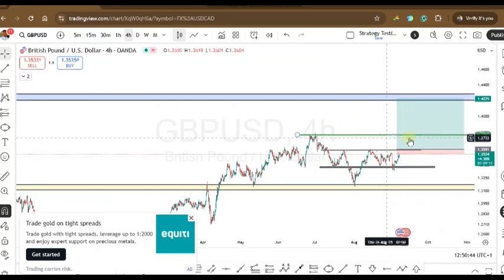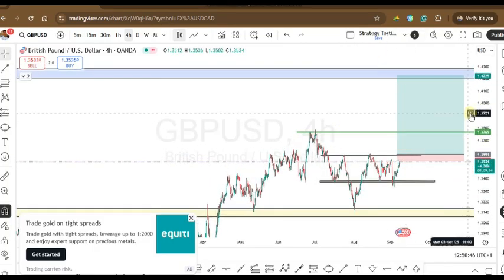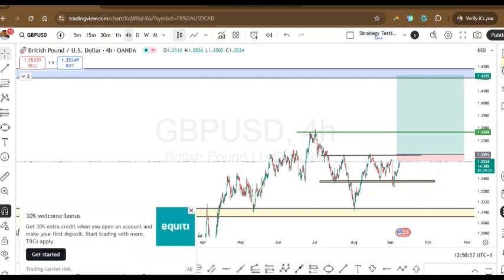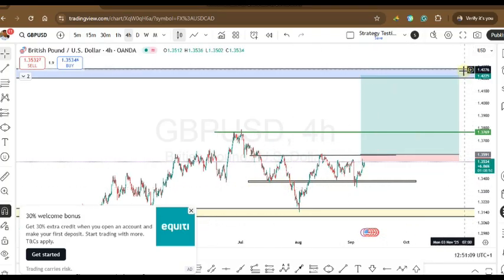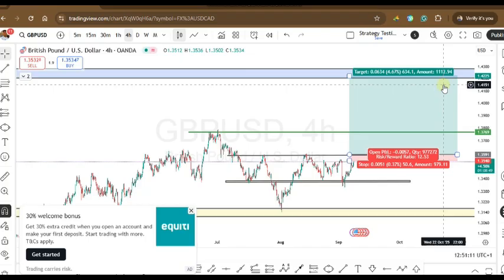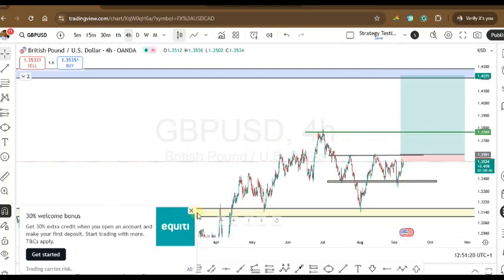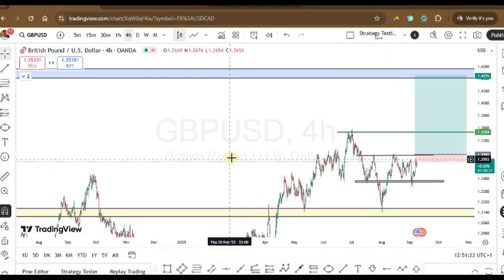So I see no reason why GBPUSD would not get to about 1.4325. So giving it a round number, that would be 1.4300, the edge of this zone here. So I see no reason why it doesn't get there. If I'm targeting this level, I'm going to have nothing less than a risk reward of 1 to maybe 13.5. So that is a trade call for this week.